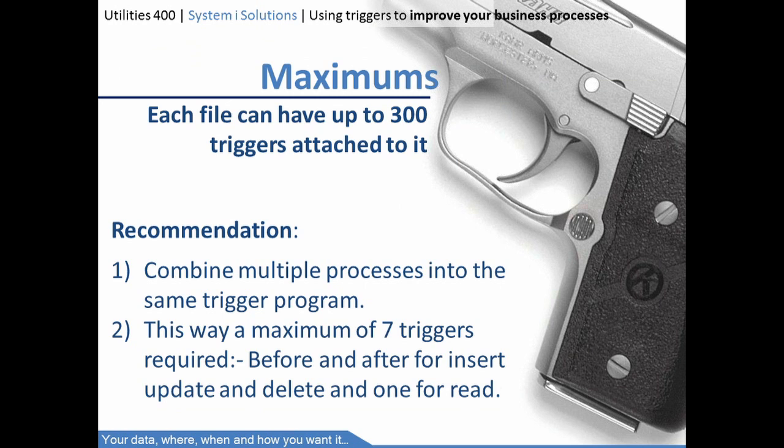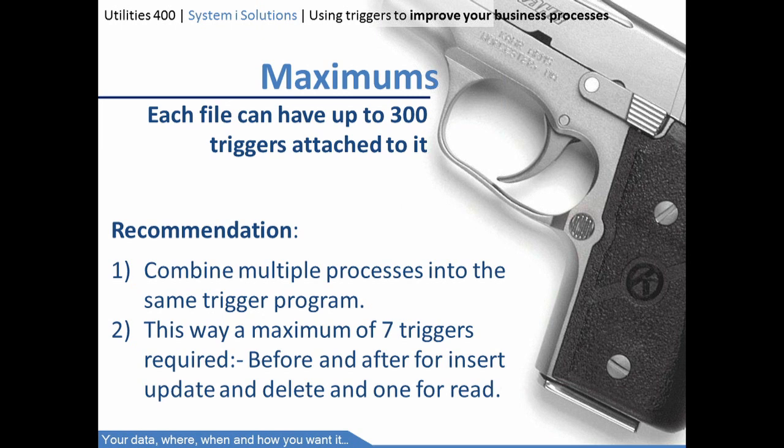Each file can have up to 300 triggers attached to it. So you can willy-nilly add triggers to your file. You know, when a record is added, I want to process this business logic. When a record is updated, if these fields have changed, I want to do this business logic. When a record is added, I also want to do this business logic. So you can have up to 300 triggers.